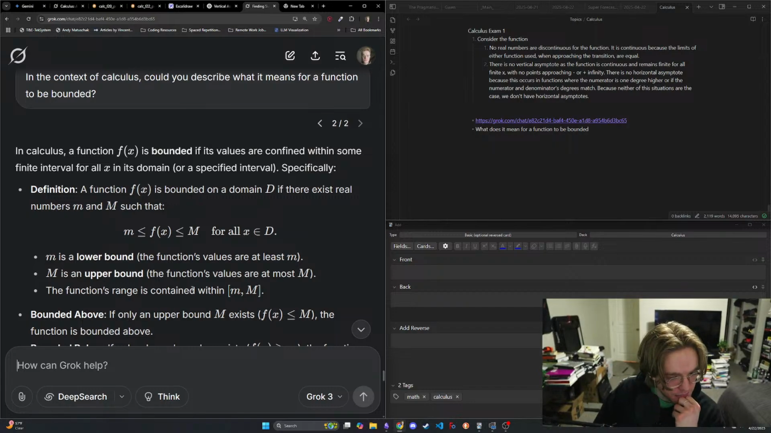Okay, let's see. A function is bounded on domain D if there exist real numbers, lowercase m and capital M, such that lowercase m is less than or equal to f of x, and f of x is less than or equal to capital M for all x. I think this is like set membership, like for all x in D.